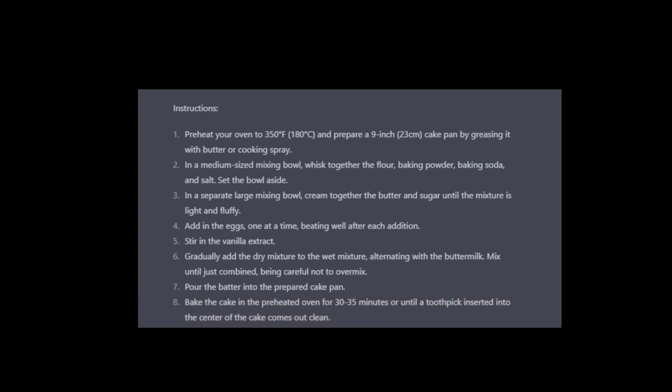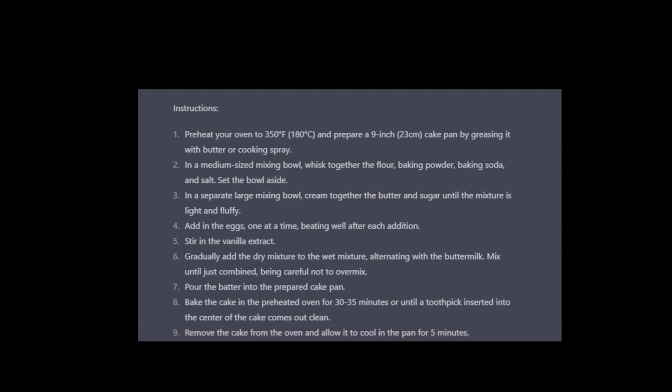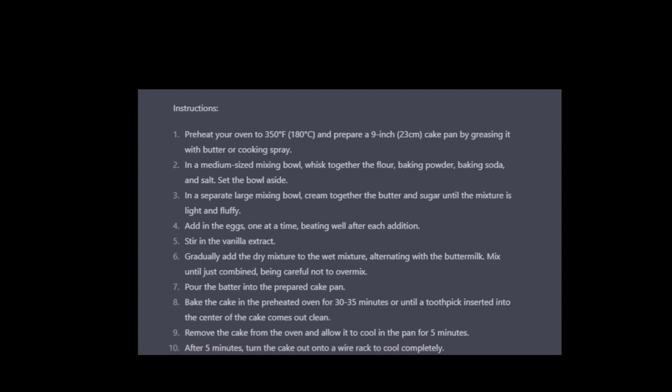Bake the cake in the preheated oven for 30 to 35 minutes or until a toothpick inserted into the center of the cake comes out clean. Remove the cake from the oven and allow it to cool in the pan for 5 minutes. After 5 minutes, turn the cake out onto a wire rack to cool completely.